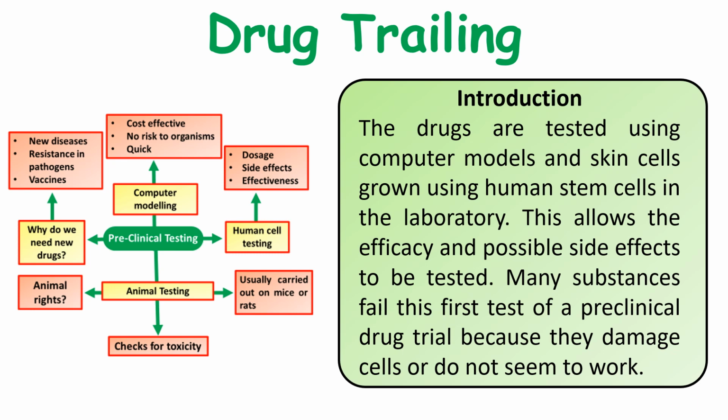Drug trialing is needed to test drugs to make sure that they're safe for humans to use. The drugs are firstly tested using computer models and skin cells grown using human stem cells in the laboratory. This allows any possible side effects and toxicity to be looked at. Many substances fail this preclinical trial because it doesn't seem to work on the cells, or in the worst cases, it will kill the cells off.